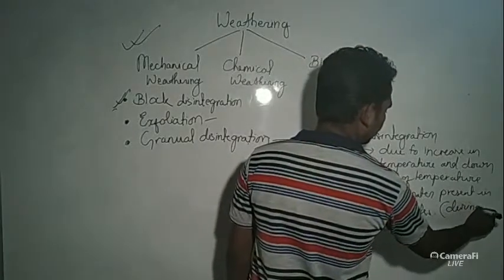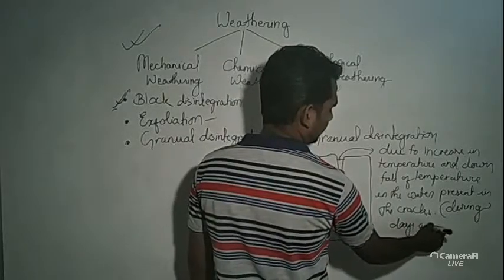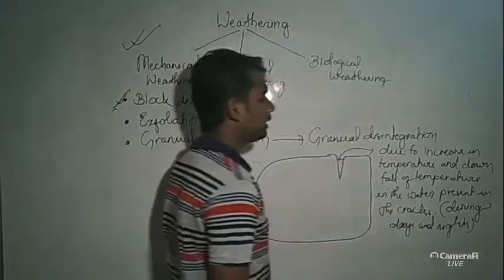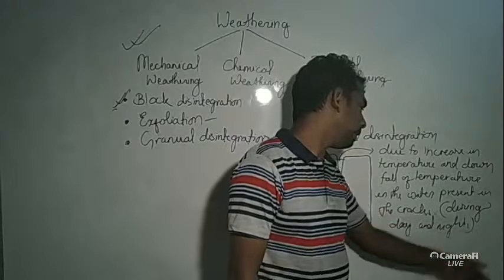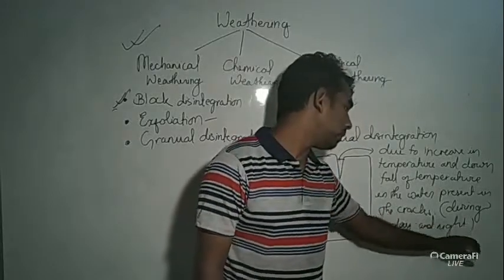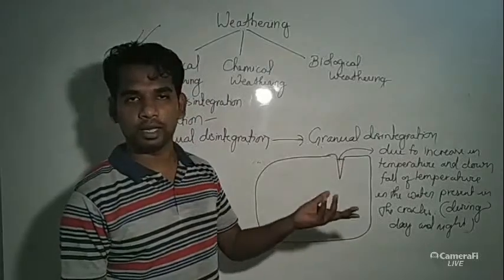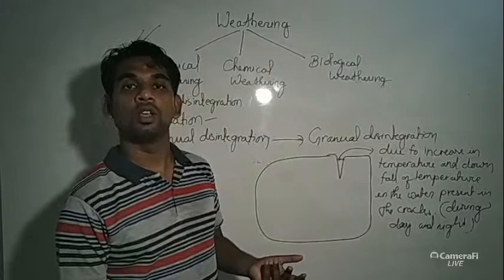Due to increase and fall of temperature during days and nights, okay, during day and night, don't write as. During day and night, what happened? The temperature, daytime what happened? The temperature remains high, and then nighttime what happened? The temperature falls down.